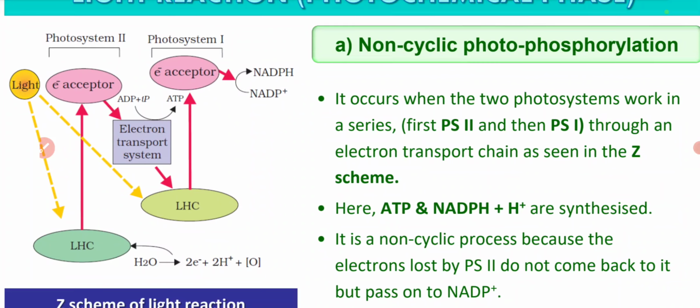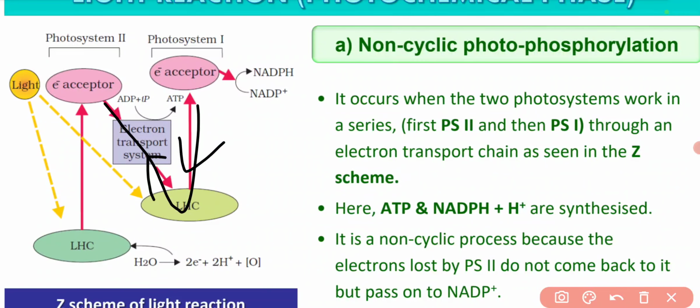Here ATP and NADPH plus H plus are synthesized. It is a non-cyclic process because the electrons lost by PS2 do not come back to it but pass on to NADP. Why is it called non-cyclic? Because the electrons that go from PS2 to PS1 do not move back. Okay, they do not move back because they go to NADP plus. That's why it is called non-cyclic.